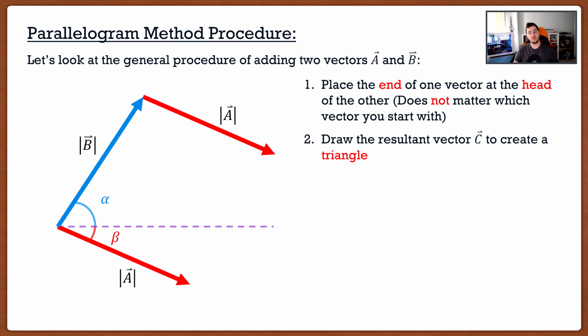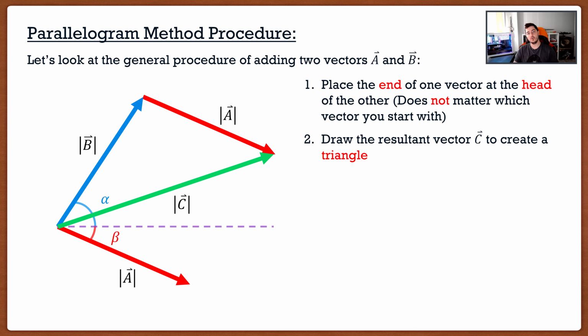The next thing that we're going to do is draw our resultant vector to create that triangle. So remember that the resultant vector is going to start at the tail of B and go all the way to the head of A. So in this case, our resultant vector C is going to start at the very left side and go up to the right side over there. And now if we look, we have a nice triangle.